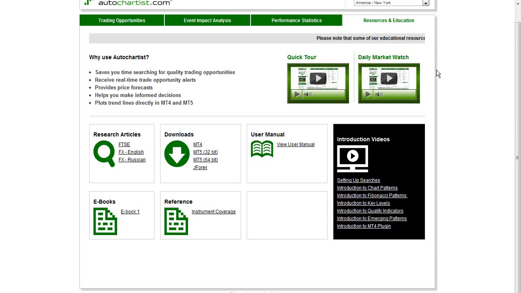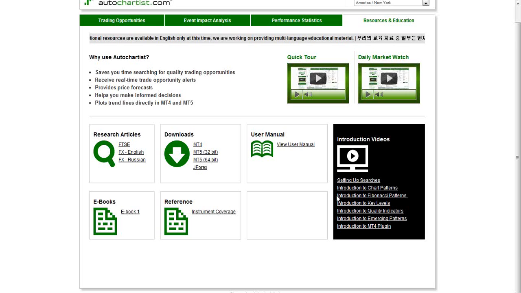On the top right-hand side of the section, we have a quick tour guide, which is a 5-minute rundown of the entire application. And we have a daily market watch. A daily market watch is written by one of our analysts on a daily basis about our forecast on the markets in general. So that's a short little video, about a minute to a minute and a half. It's a very nice video to watch early in the morning before you start trading, just to see what Autochartist is saying about the markets.